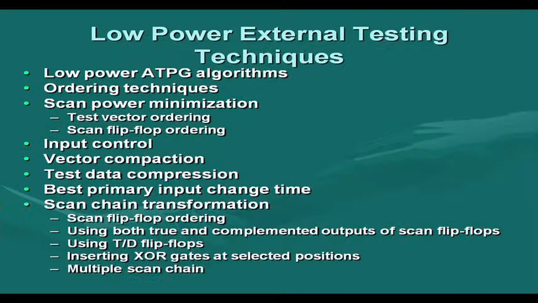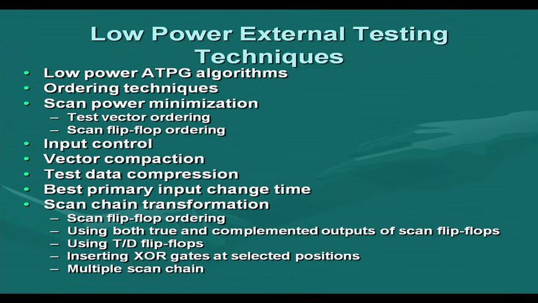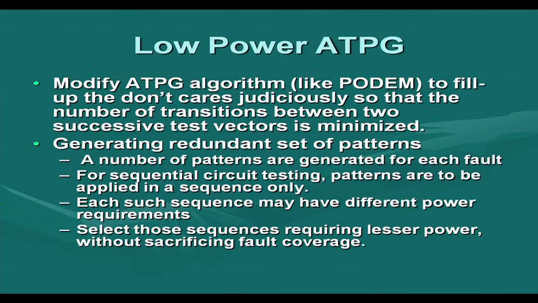Then there are a lot of scan chain transformation techniques like scan flip flop ordering, then modifying the flip flop types, like from T to D, or using both Q and Q bar outputs of the scan flip flops. Then we can put some XOR gates into the scan chain at some selected positions, and also we can go for multiple scan chains. So, we will look into some of these strategies.